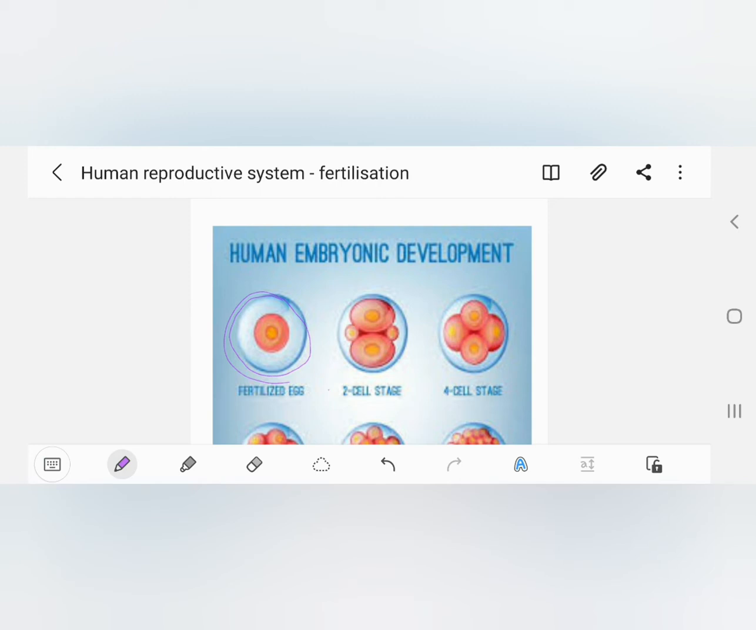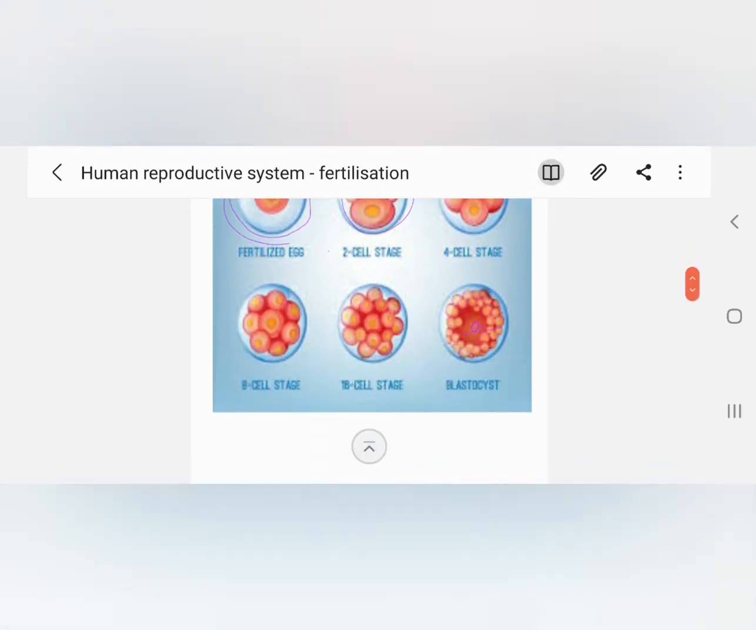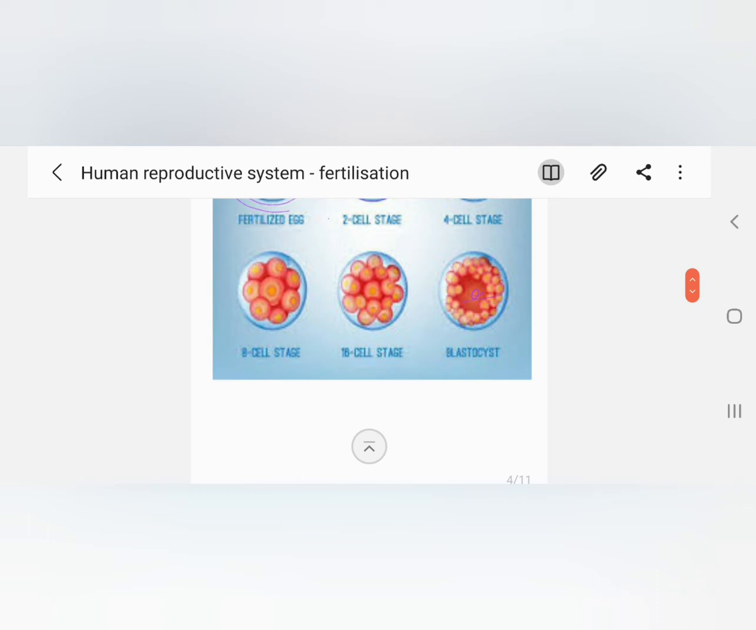In the process of embryo development, first the egg, meaning the zygote, undergoes a division. As a result, two cells are formed. Later, these two cells undergo one more division, and 4 cells are formed. All these 4 cells undergo horizontal division, and the 8 cell stage develops. Later, all the 8 cells undergo one more division. Finally, a ball-like structure with single-layered cells is formed, which is called the blastula.